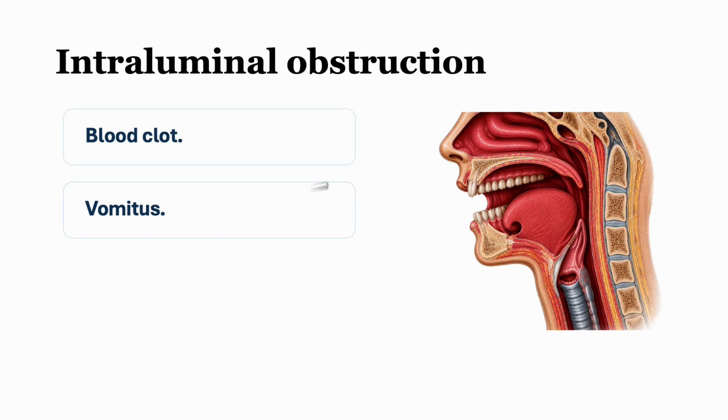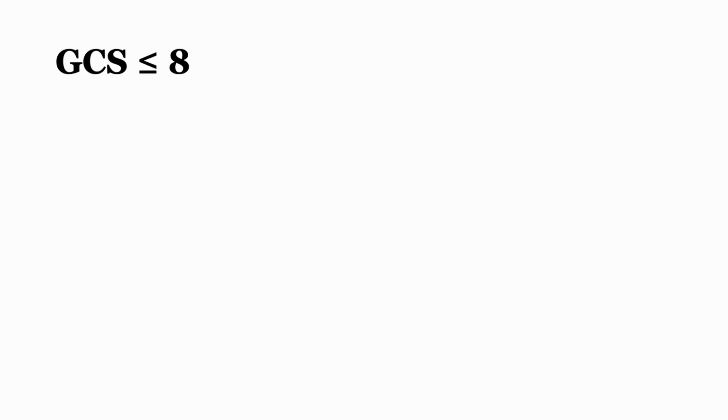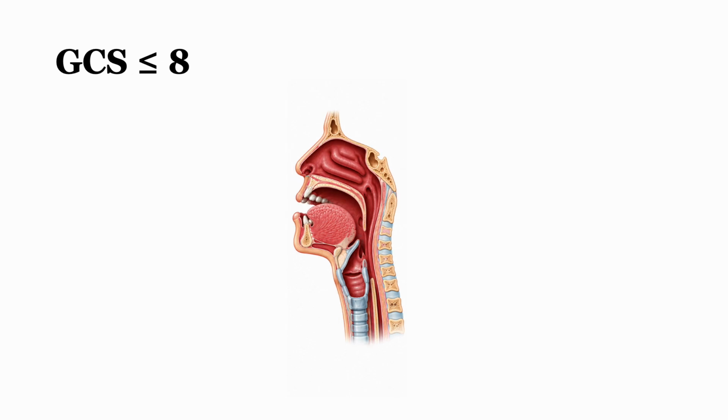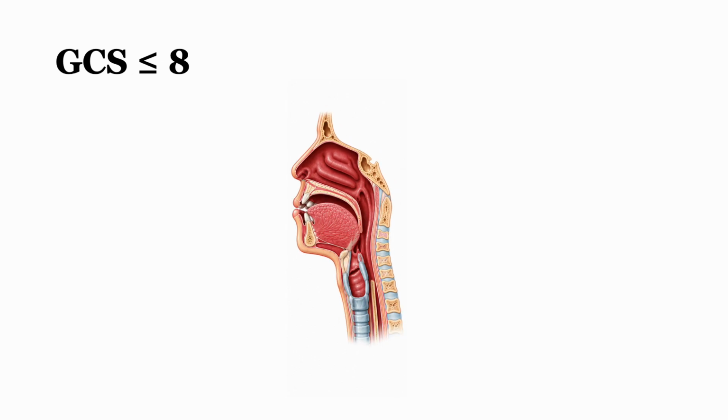Obstruction within the lumen of the airway can occur due to a blood clot, a vomitus, a foreign body, or broken teeth. A Glasgow Coma scale of 8 or less leads to muscle relaxation and the tongue falls backwards, leading to airway obstruction.